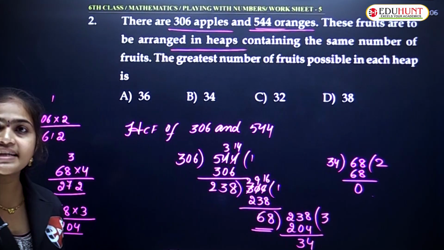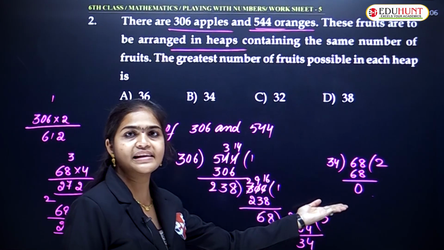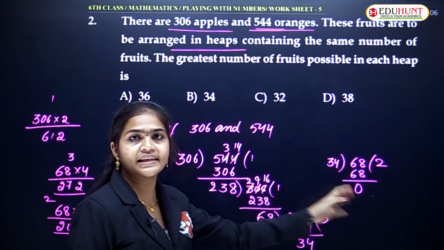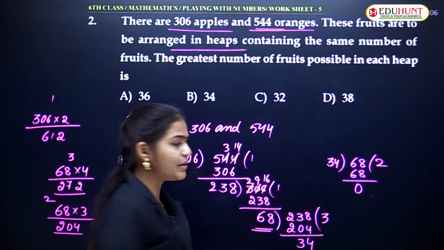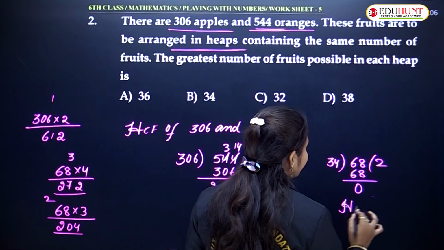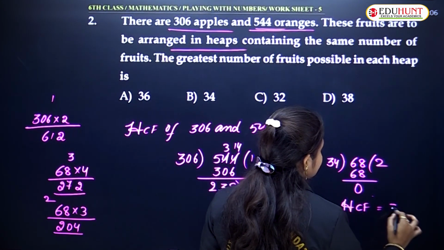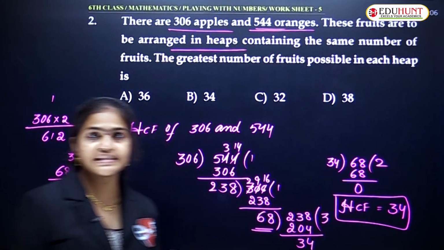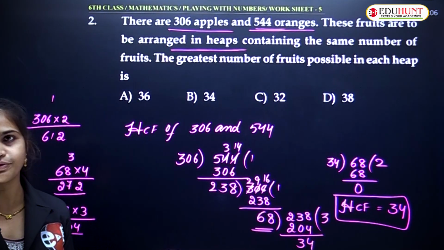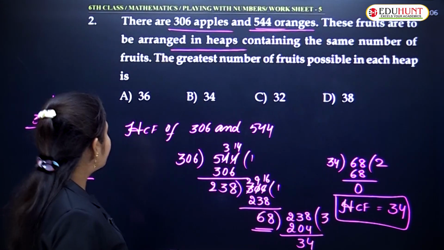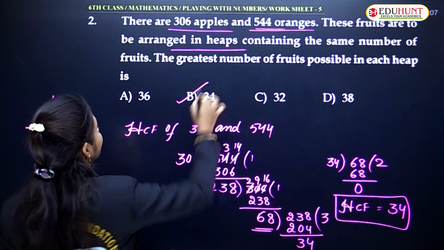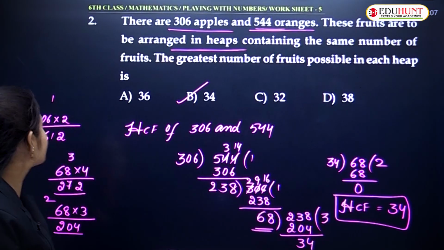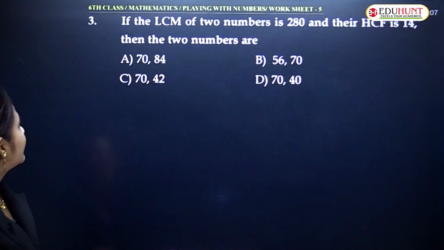Understood? Then what is the HCF here? Where we got the remainder as 0? By dividing 68 by 34, we are getting 0 as the remainder. Then here HCF is 34. What is the HCF? HCF is 34. Am I clear to you? Yes. Then which option is correct here? Option B is correct, that is 34. Okay? Yes.